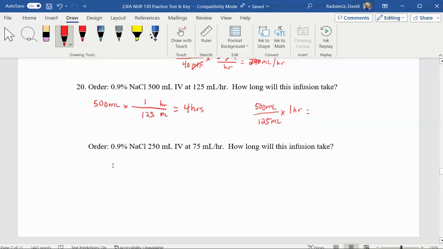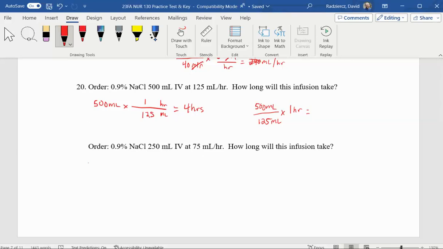So this is an example. You probably won't see a question like this. I'll do this first just to show you what it would look like as a problematic type of question. But I'm going to follow the same format I did up here, where I'm going to take the volume, the total I have available, the 250 milliliters, and divide it by 75. That's going to give me how many hours it's going to infuse.